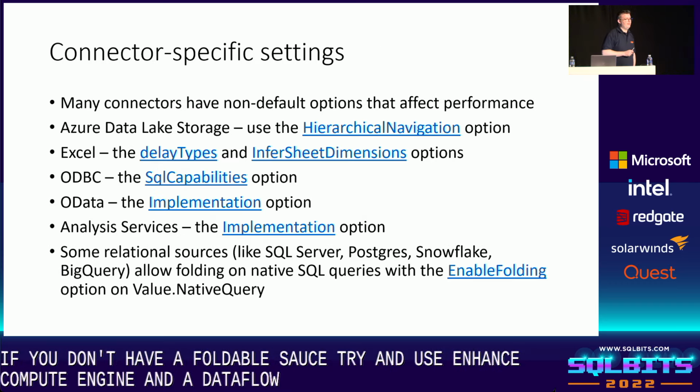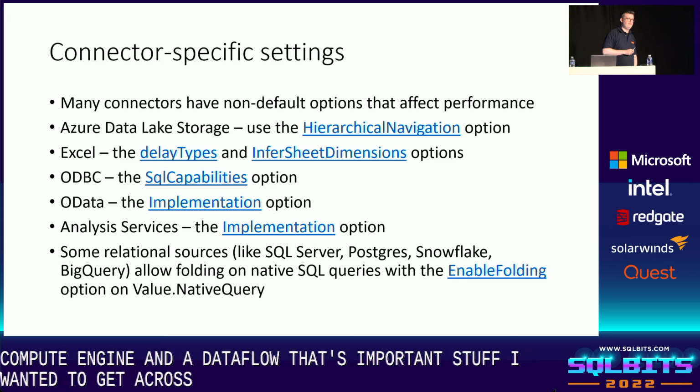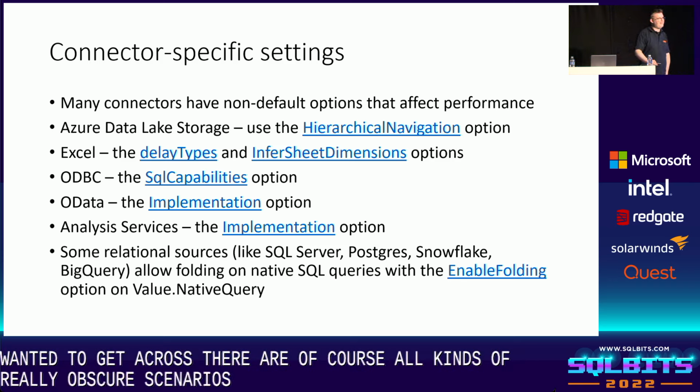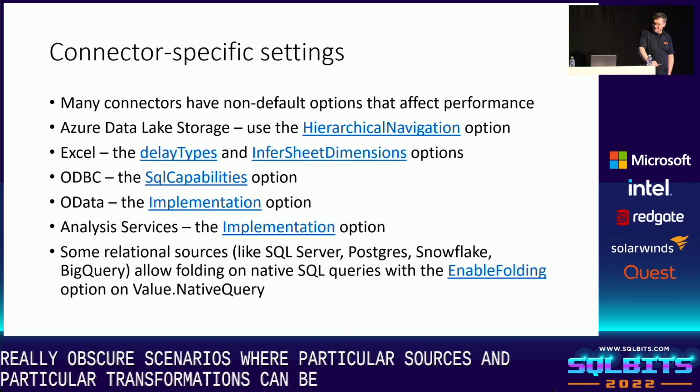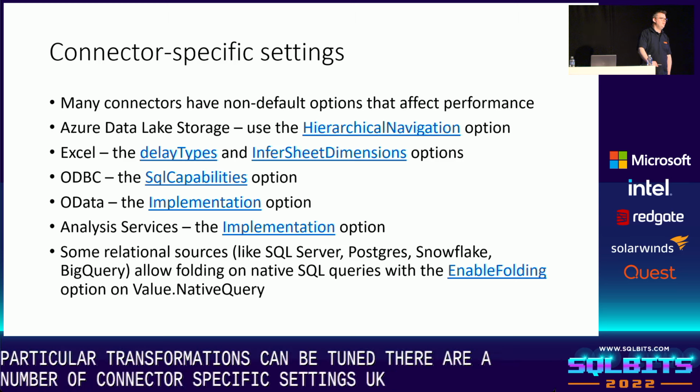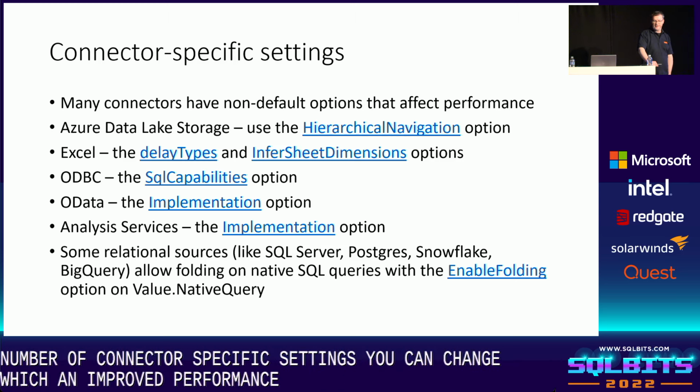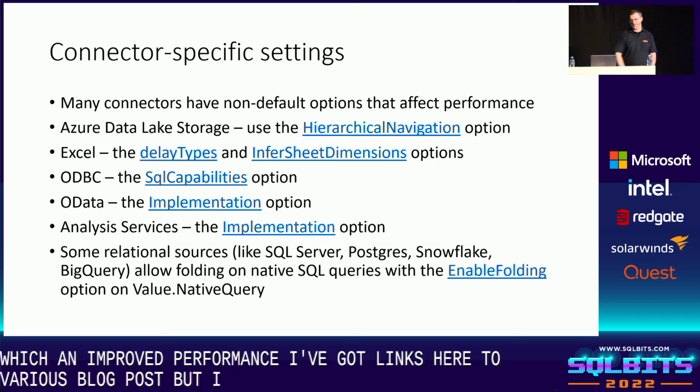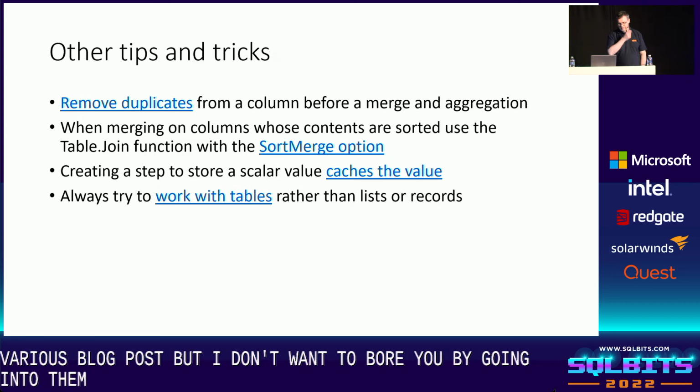That's the important stuff I wanted to get across. There are, of course, all kinds of really obscure scenarios where particular sources and particular transformations can be tuned. There are a number of connector-specific settings that you can change, which will improve performance. I've got links here to various blog posts, but I don't want to bore you by going into them. You'll get the slides afterwards.